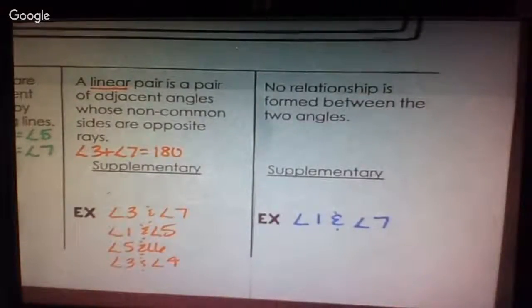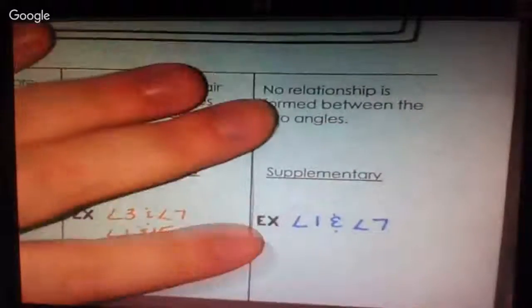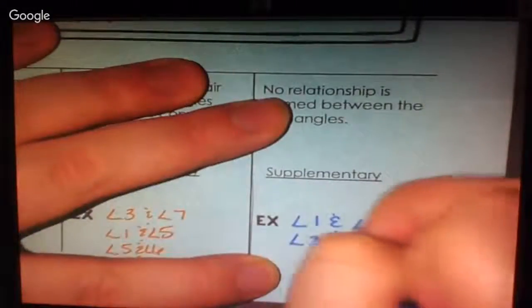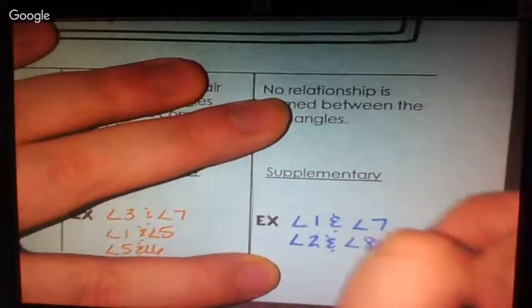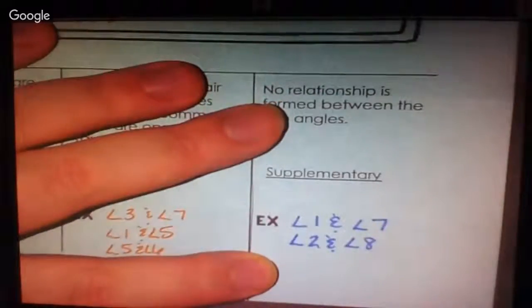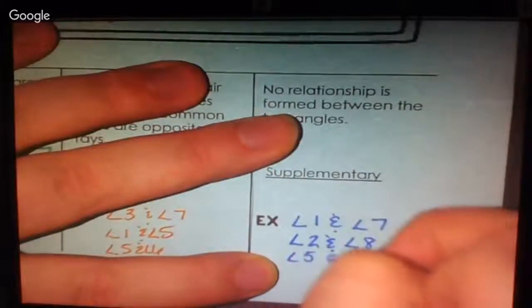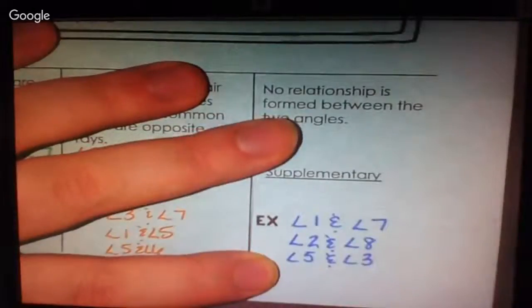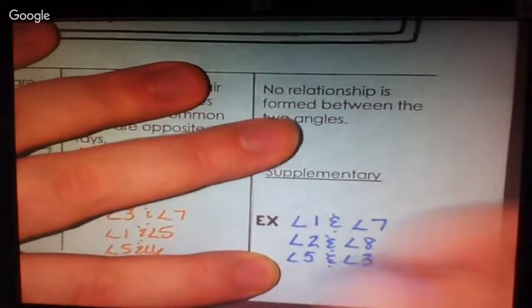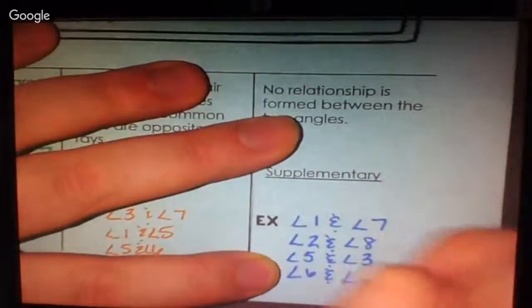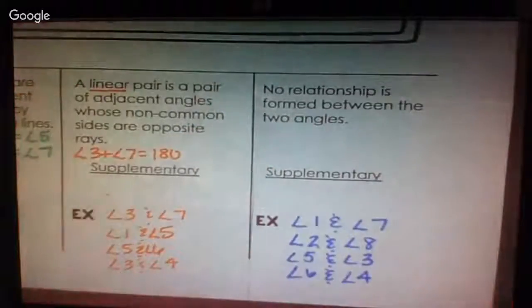Angle 1 is outside the parallel line. Angle 7 is inside the parallel line. They have no relationship. Okay? 2 and 8 have no relationship. Angle 5 and angle 3. Angle 6 and angle 4. There's a lot of them. Okay, again, yes, ma'am.